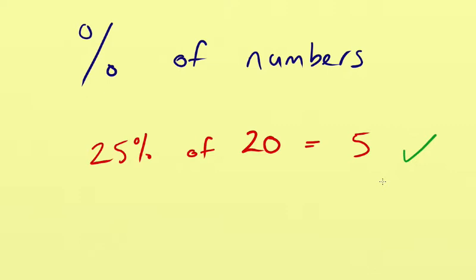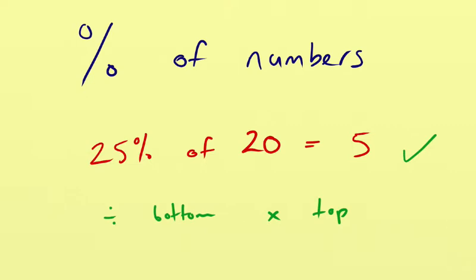So, percentages of numbers. If we think back to the video on fractions of numbers, we said that we always divide by the bottom number of the fraction and then we multiply by the top number of the fraction. In short, that's how we work out the fraction of a number.